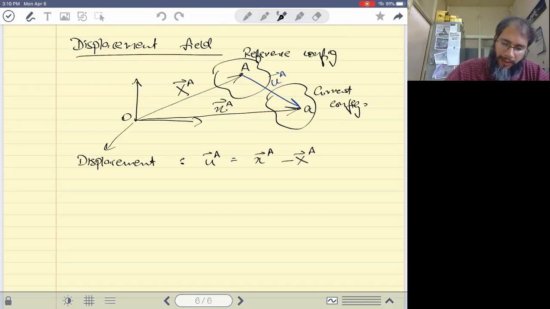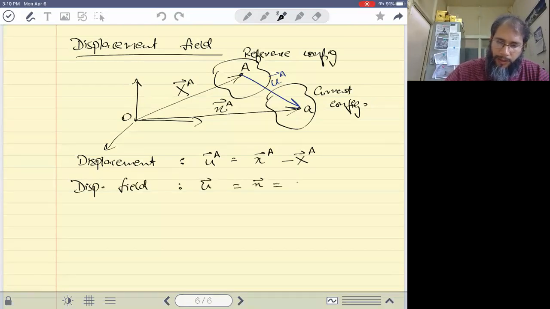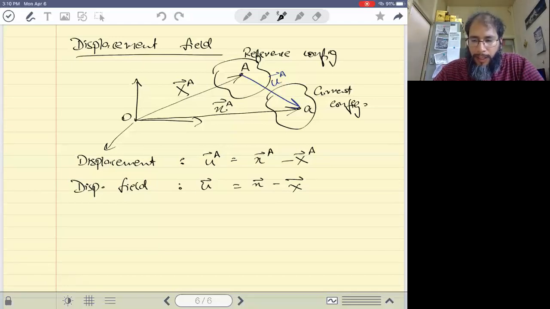In fact, I can write the displacement field as small x minus capital X. Okay, so you put any value, any particle here. So this U field contains the information about all the particles that exist.